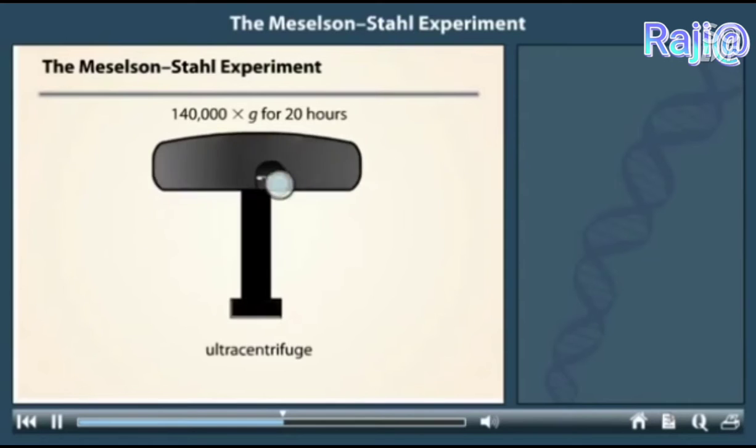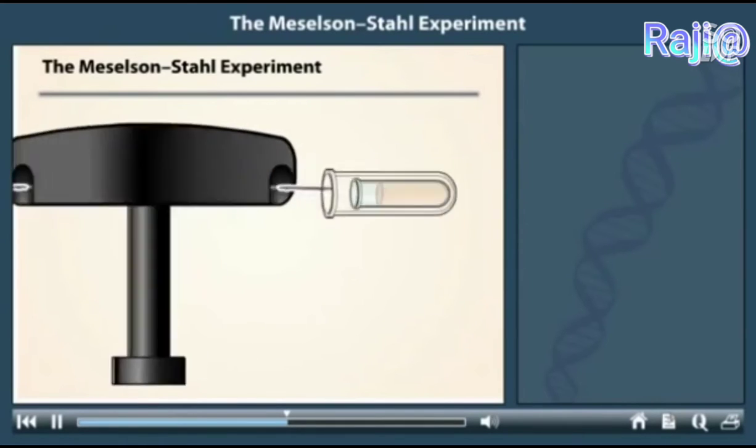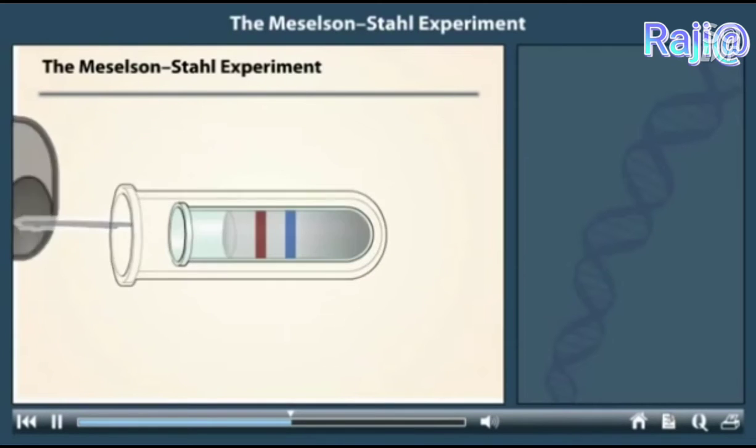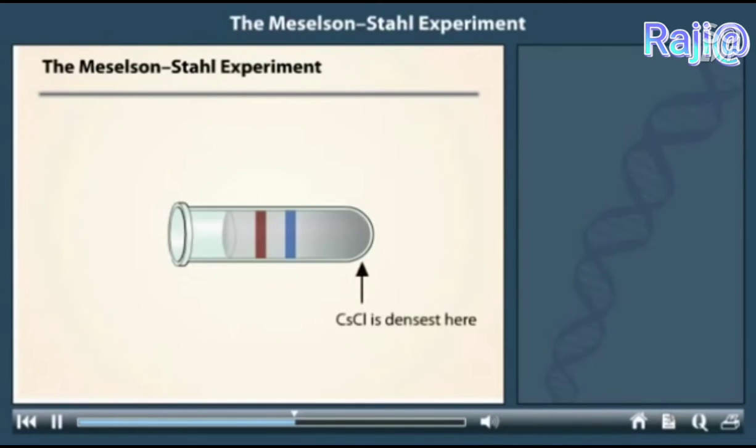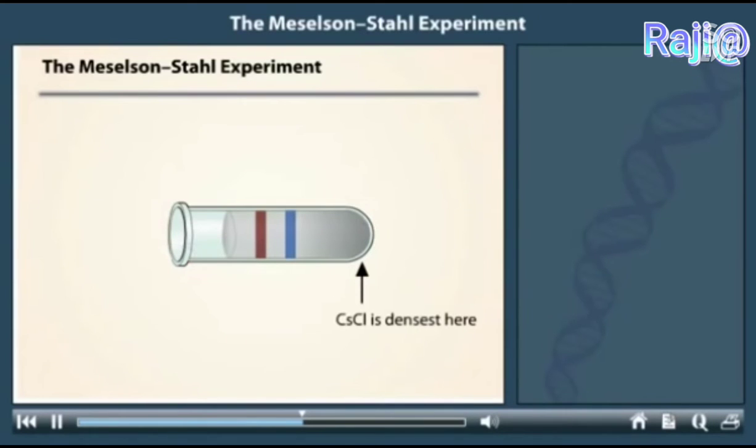At this high speed, cesium ions have a tendency to sediment toward the bottom of the tube, forming a higher density solution at the bottom compared to the top. Other substances, such as the DNA, move to the position within the tube that matches their own density. Which band of DNA contains the heavy isotope, N15, of nitrogen? Click on the correct band.